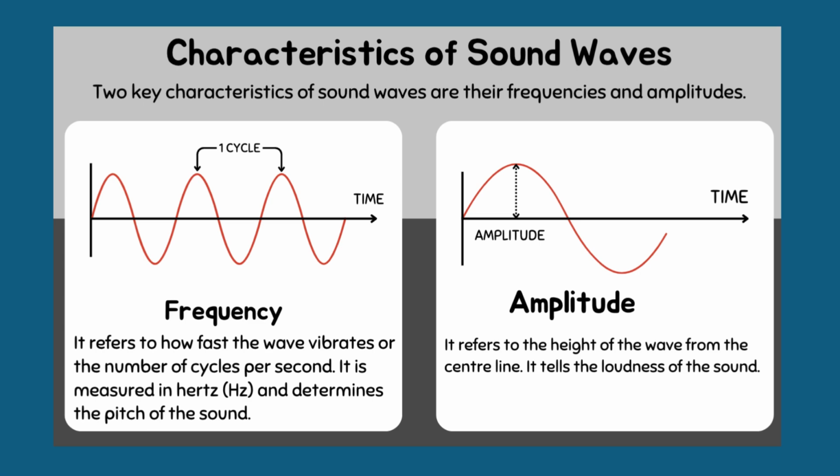So here are some characteristics of sound waves. The two key characteristics of sound waves are frequency and amplitude. Frequency refers to how fast the wave vibrates, or the number of cycles per second. It is measured in hertz and determines the pitch of the sound. And amplitude refers to the height of the wave from the center line. It tells the loudness of the sound.